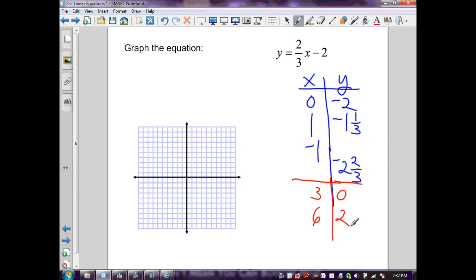Now the only thing I need to do is to graph these ordered pairs. So 0, negative 2, 1, negative 1/3, negative 1, negative 2/3, 3, 0, and 6, 2.